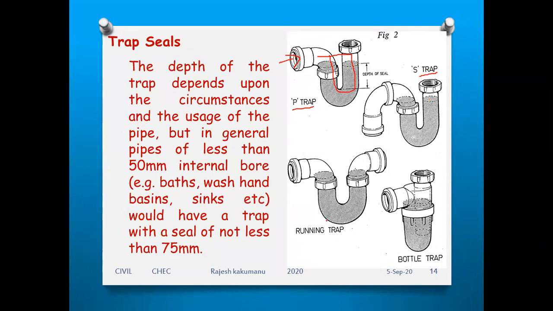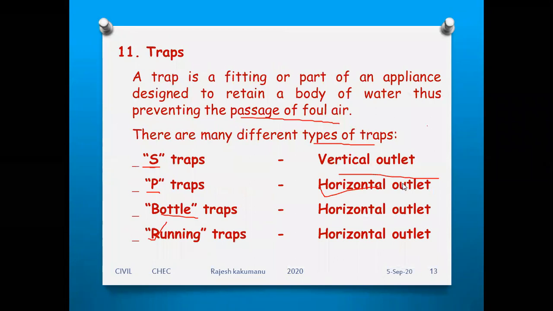Next, this is a running trap, the running mode of trap. Next, it is a bottle trap. Just like a bottle, you have a trap design. So like this, you have various types of traps, used to stop the passage of foul air.